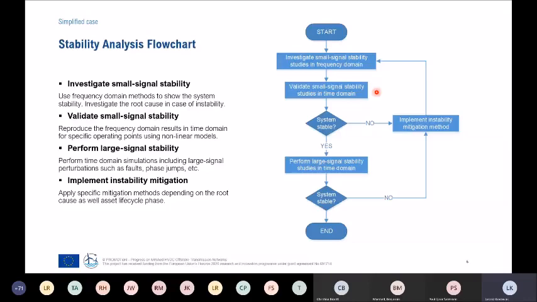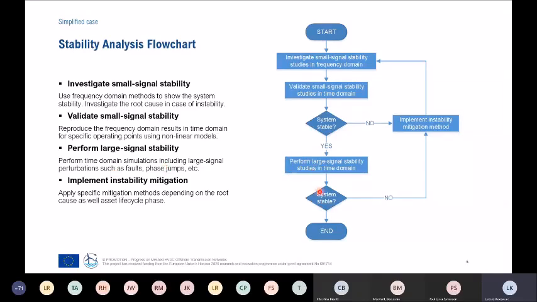And then, of course, we could have, from a small signal stability perspective, pass-fail criteria: whether the system is stable or not, and whether an instability mitigation method, one of those presented in the previous slide, should be applied. And if the system is fine, then we need to go beyond linear operation and check large signal stability, where significant perturbations such as faults or phase jumps are incorporated.